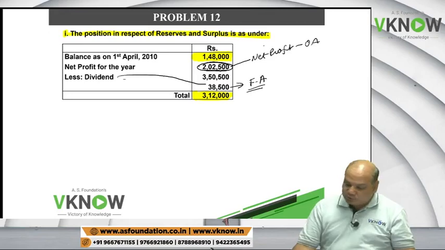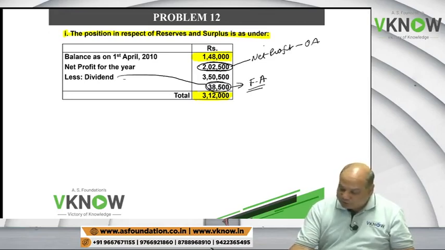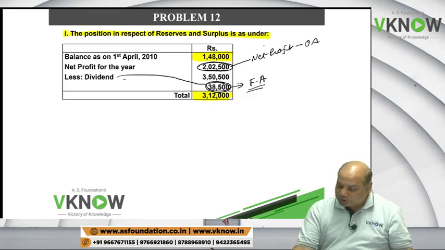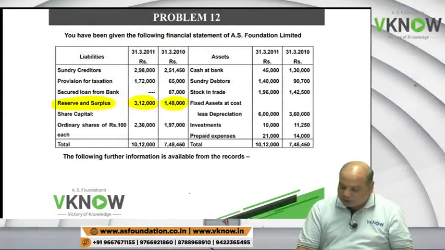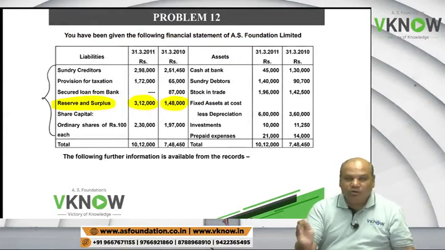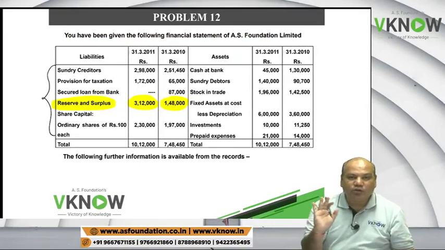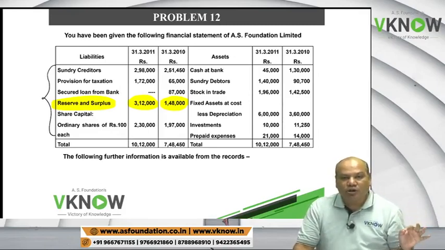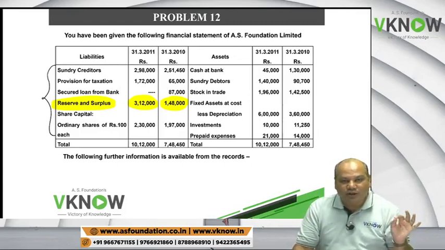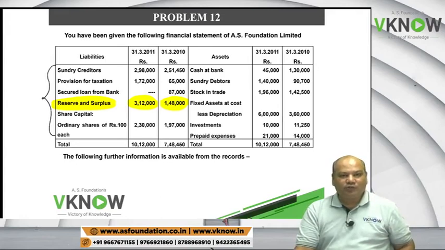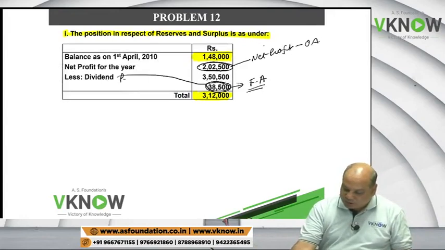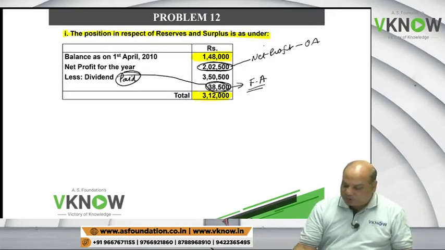Then you can ask me the question, how do you know the dividend has been paid? It may be provided also. It may be just a proposed dividend also. So I am saying dividend is paid because in the balance sheet, liability side, there is no proposed dividend. There is no dividend payable. So if there is no proposed dividend or dividend payable on the liability side of the balance sheet, it indicates it has been paid. Okay. So dividend has been paid. That you have to interpret.